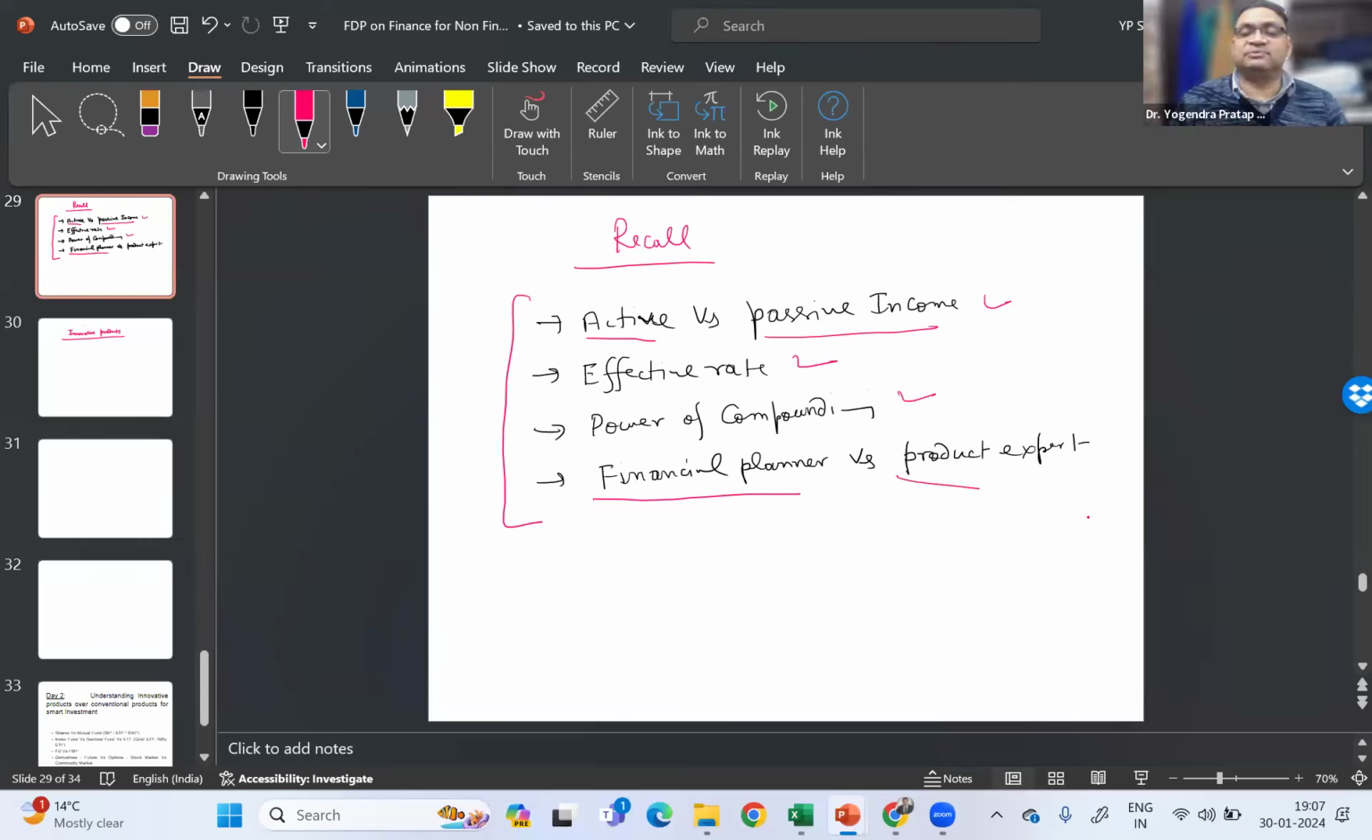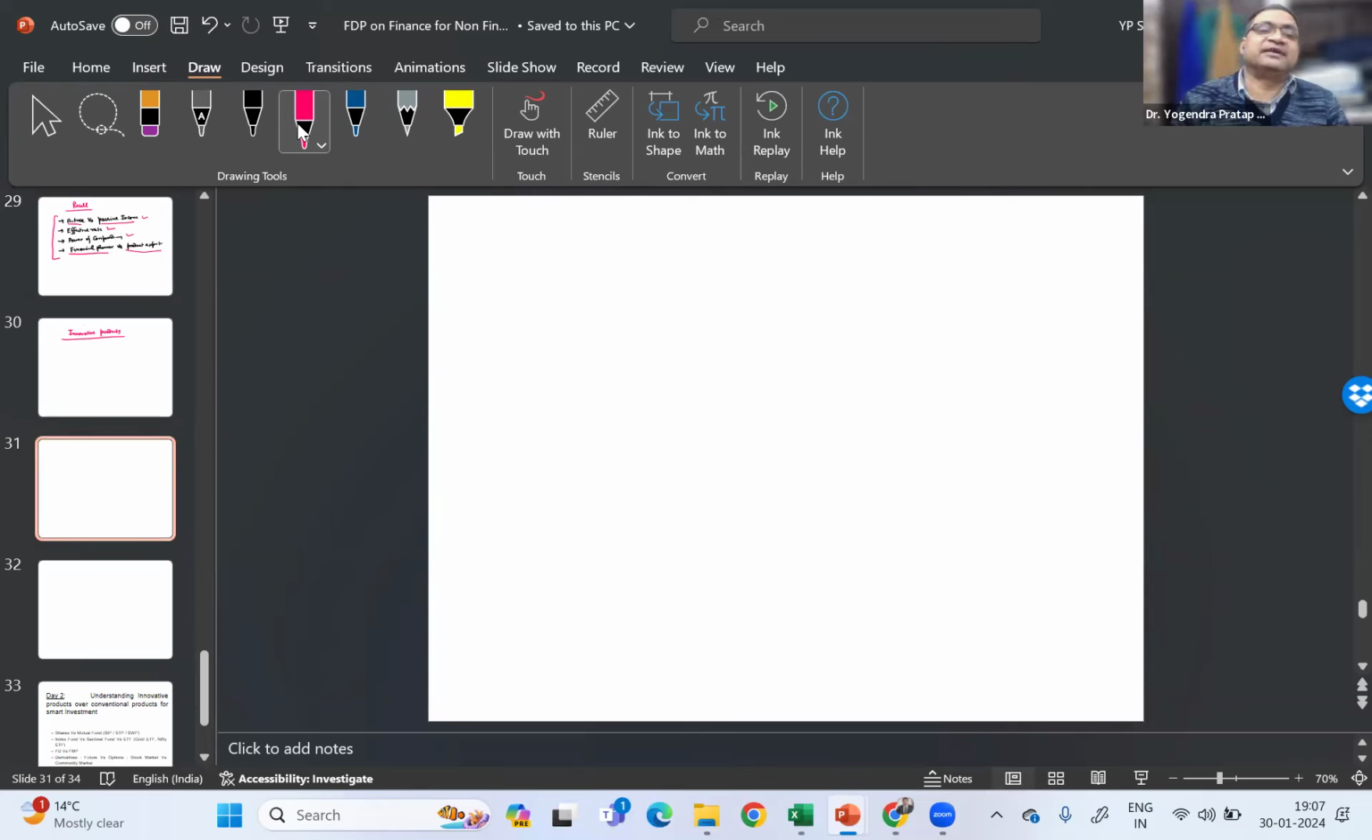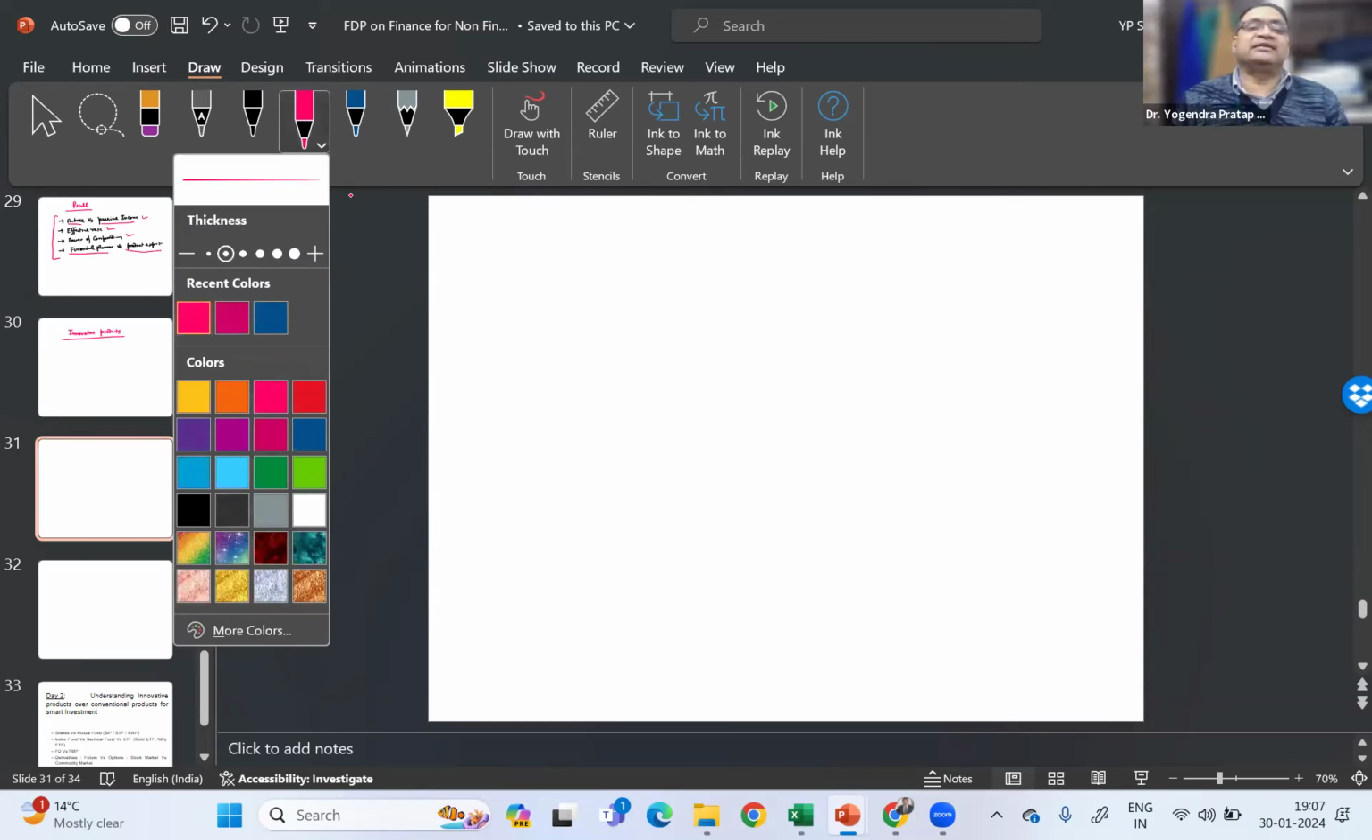Then we will discuss what is the difference between a financial planner and a product expert. Let us first start with the active and passive income. We all are teachers or bankers.